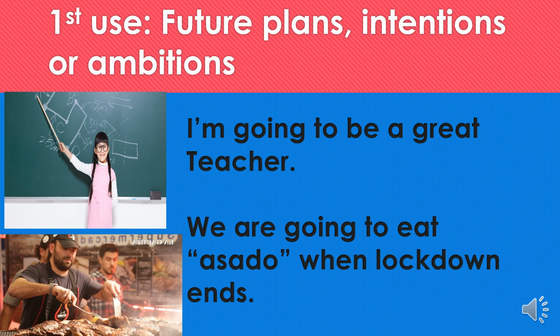I'm going to be a great teacher. Definitely, this is a plan most of us have for the future. We are going to eat asado, and I say asado because barbecue is something completely different. Asado is Argentinian, is ours. So we are going to eat asado when lockdown ends. That is a plan. So we have examples of ambition and plan.